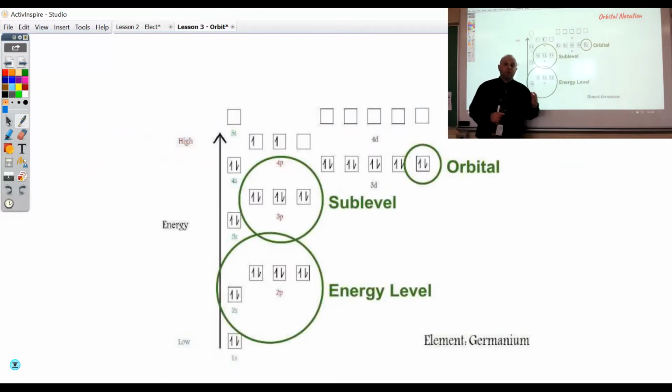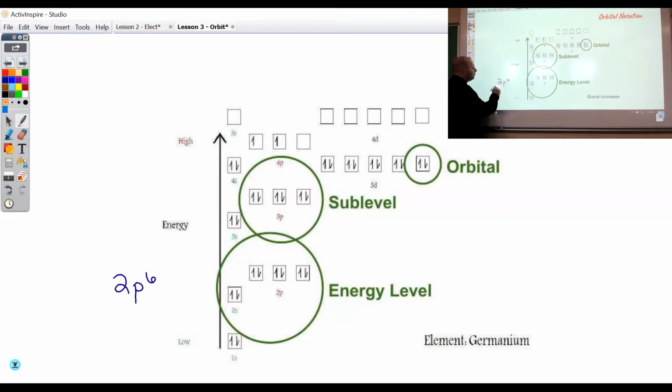There are some terms that I will be using that I want to make sure you are familiar with before you watch the rest of this video. So first of all, the first term is energy level. Energy level refers to that large number that's out in front in our electron configuration. So if we're talking about 2p6, this part is our energy level.